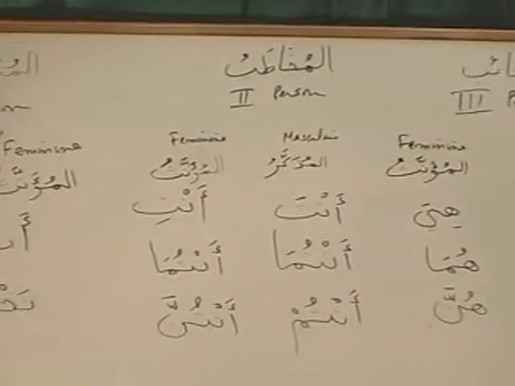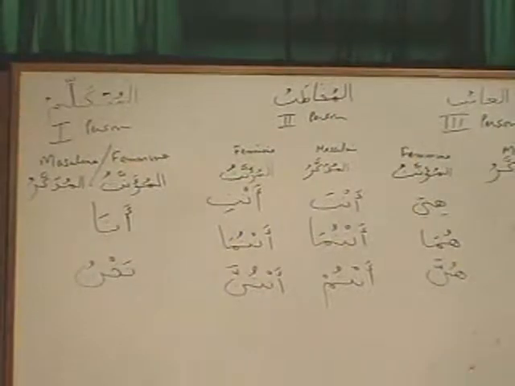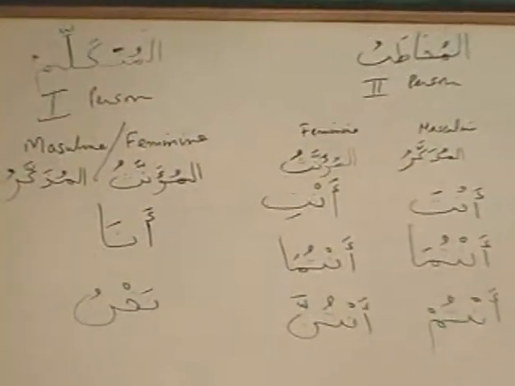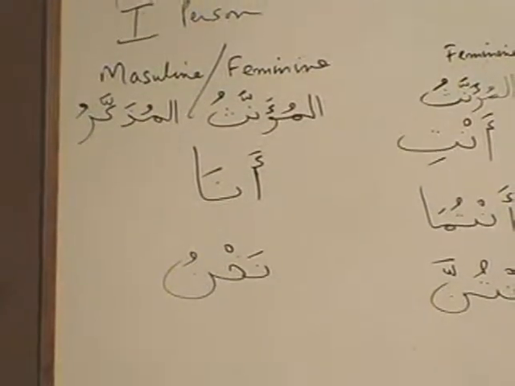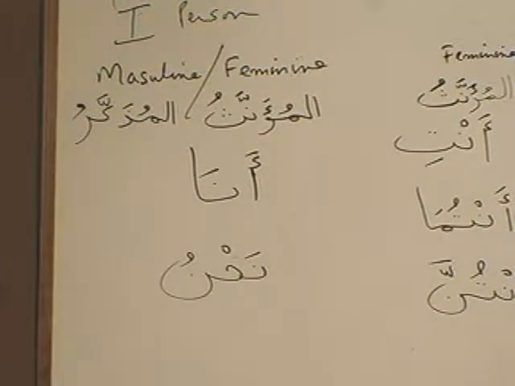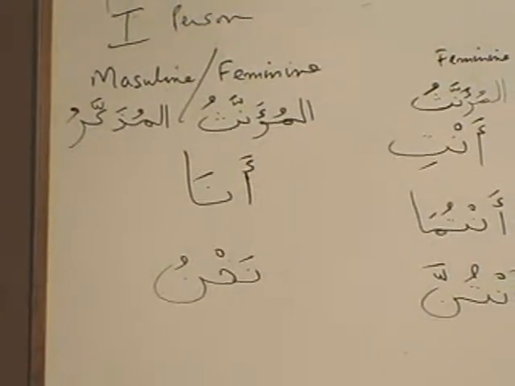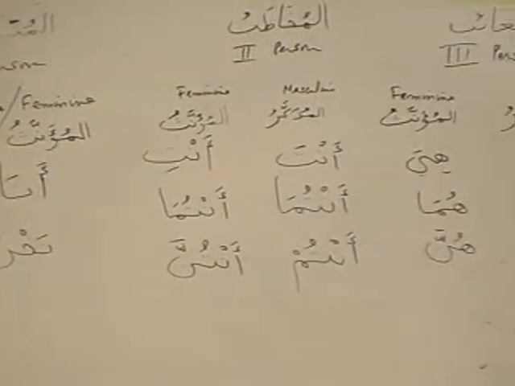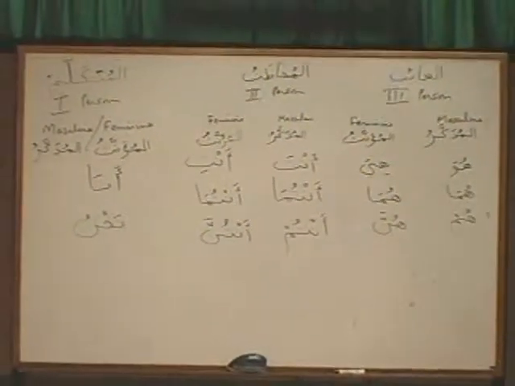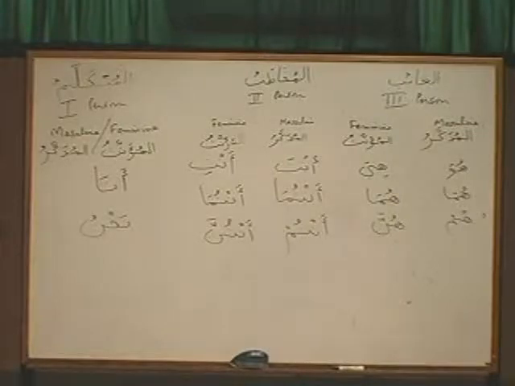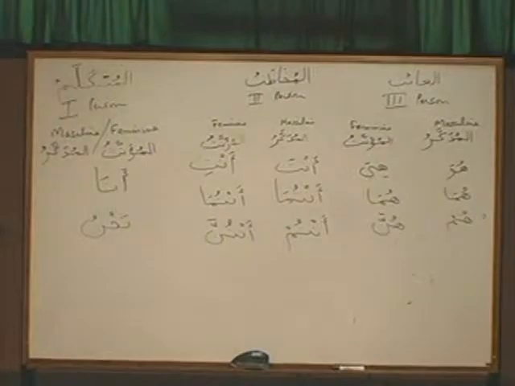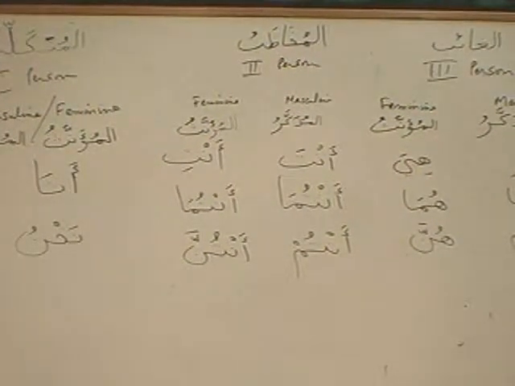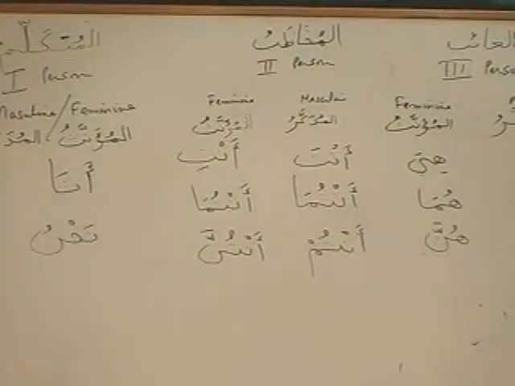And then we come to Al-Mukhatab, the one addressed, which has masculine, Al-Mudhakkar, and feminine, Al-Mu'annas. That is Anta. See, the Hamza of Anta is Hamzatul Qata. I put a little neck of Hamza on it. It is most important. If you don't put a fatha, it's okay, but the neck is important. It's like putting a dot. Antuma, Antum. Are you with me, brothers and sisters? And then Anti, Antuma, Antunna.